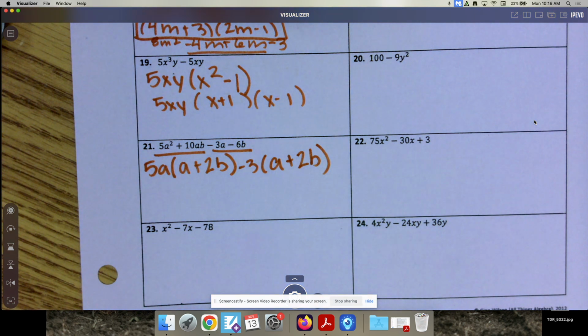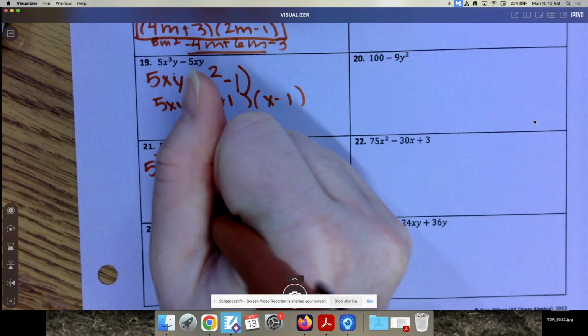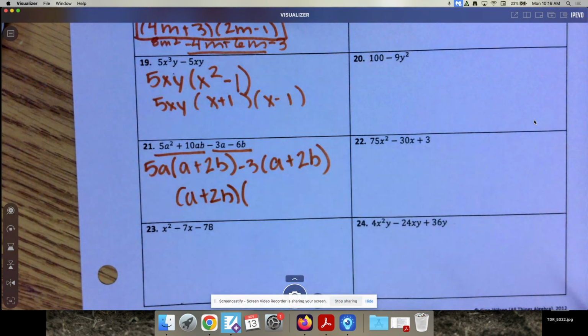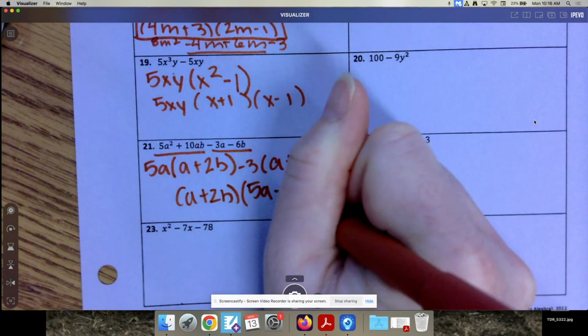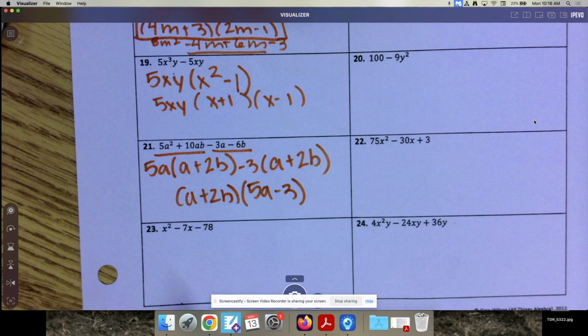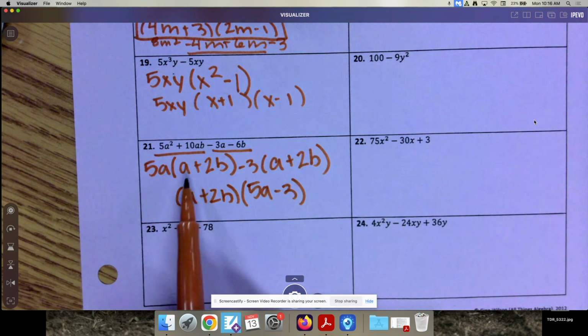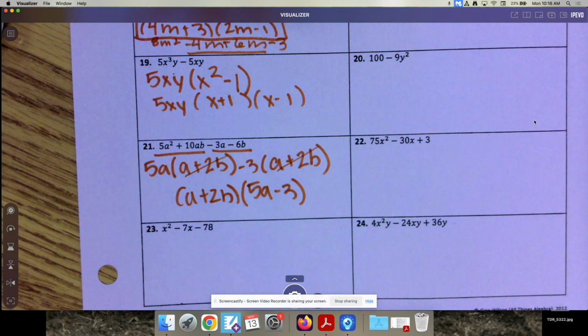What will our first parenthesis end up being? A plus 2b. What is our second parenthesis going to be? Because again, they both have an a plus 2b, so that was moved to the front. So that's why we can just write what was left over.